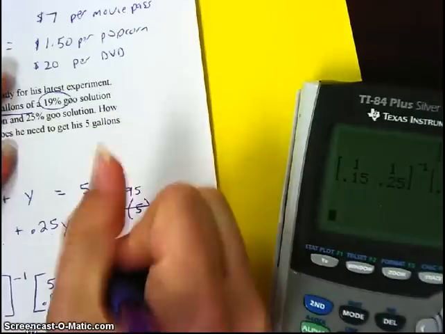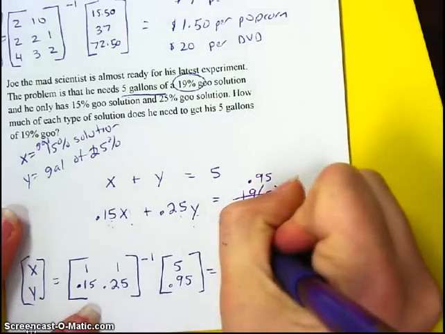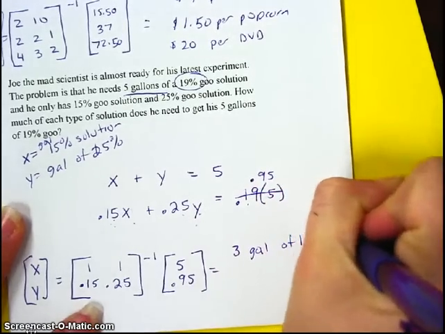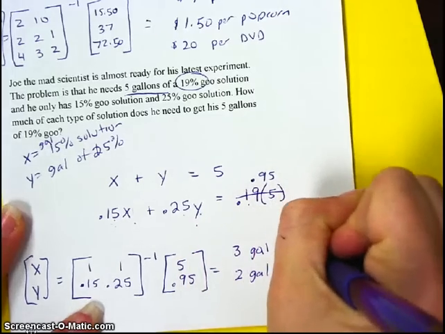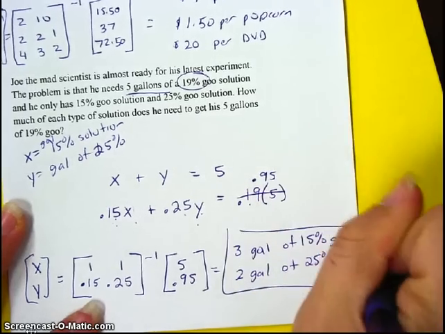So that means 3 gallons. X is standing for my 15%, so 3 gallons of 15% goo and 2 gallons of 25% goo solution to get Joe the mad scientist the right amount of goo.